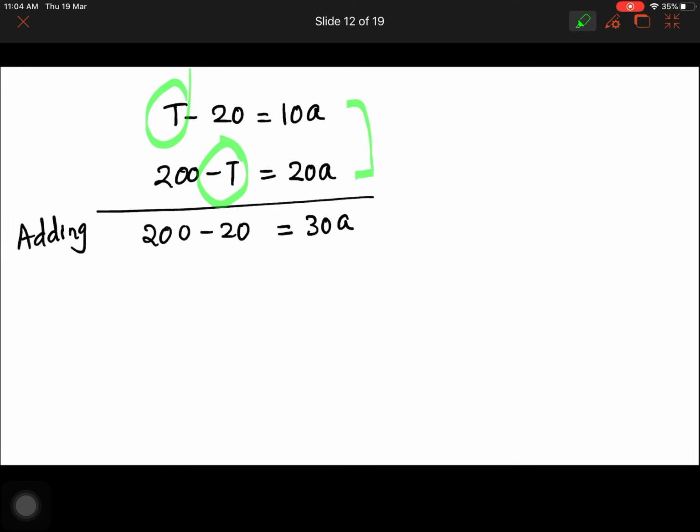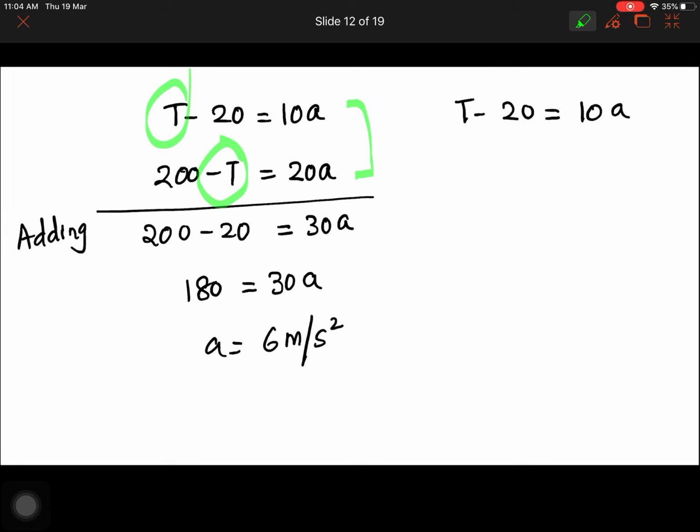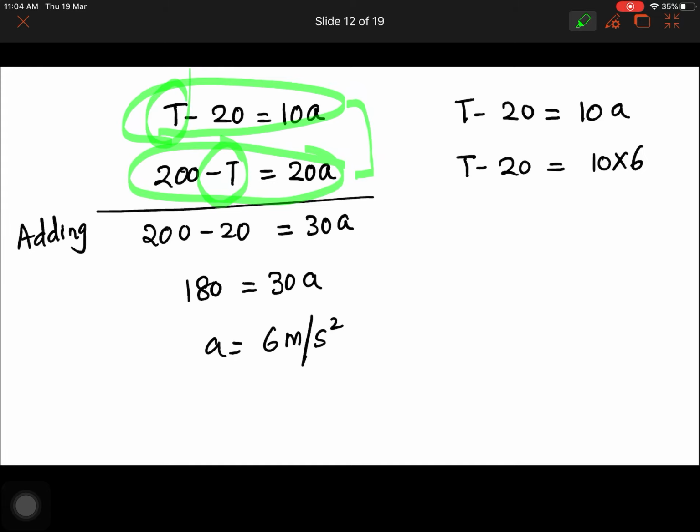So we get 200 minus 20 equal to 30A. We solve this and we get the value of A as 6 meter per second square. We can use then this value of A in any one of the equations to get the value of T. So I have chosen the first equation, T minus 20 equal to 10A. A is 6, and we solve the value for T, which is 80 Newton.